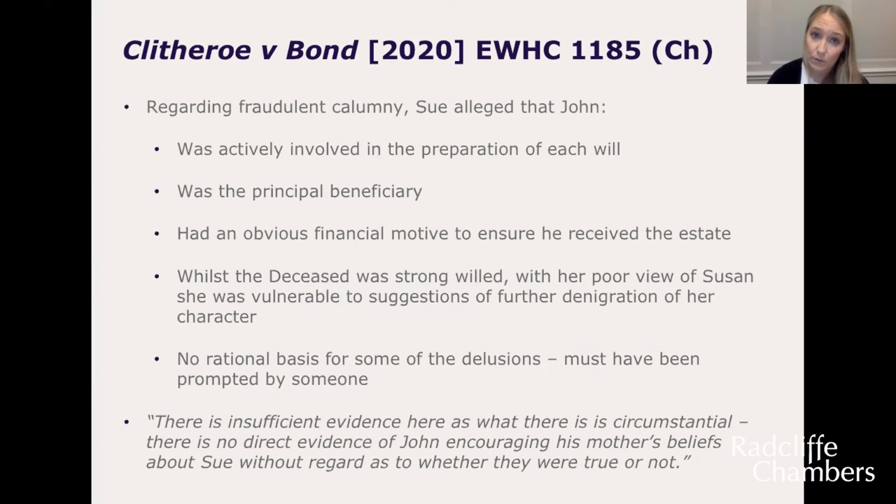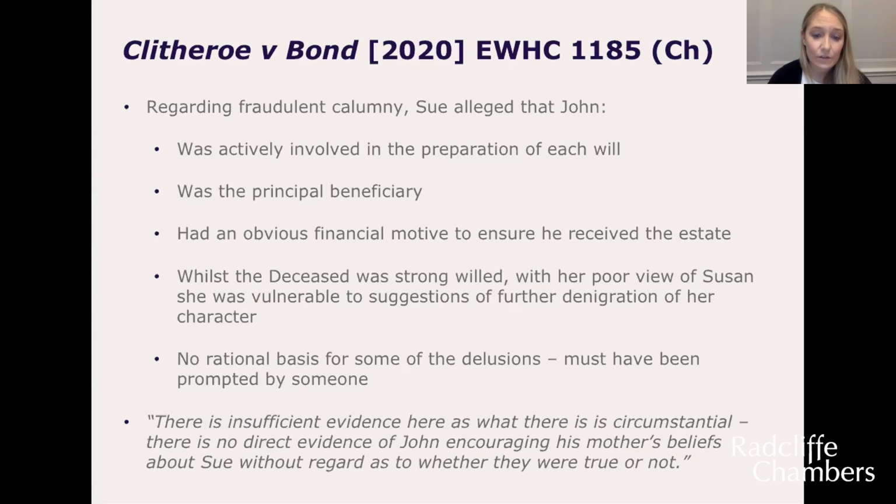But fraudulent calumny was also claimed: that John was actively involved in the preparation of the will, he was a principal beneficiary, he had obvious financial motive to ensure he received the estate, and that whilst the deceased was strong-willed, she was very vulnerable to suggestions about Sue's character because she was already harbouring all of these insane delusions about her. Further, there is no rational basis for some of the delusions. It must have been prompted by someone. But this wasn't enough in this case.